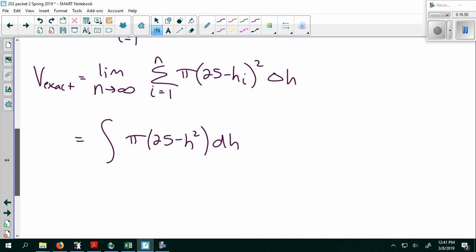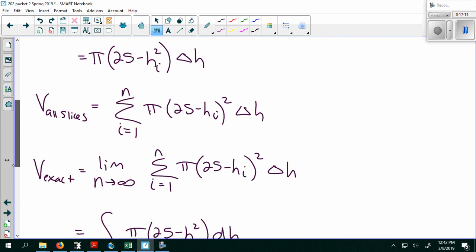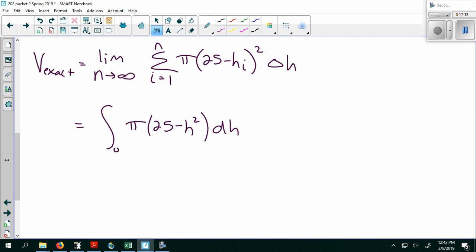And my bounds of integration, let's go back up to the picture. h is starting at 0. My very first slice is going to be down here, a cylindrical slice. And I'm going to stack these slices up, starting from when h equals 0 until h is 5. The height of this hemisphere is 5. So I'm going to integrate from 0 to 5.